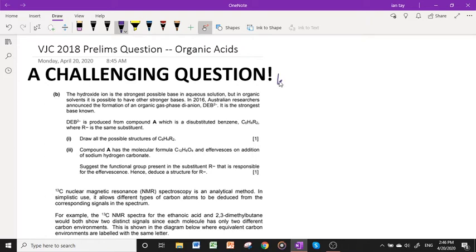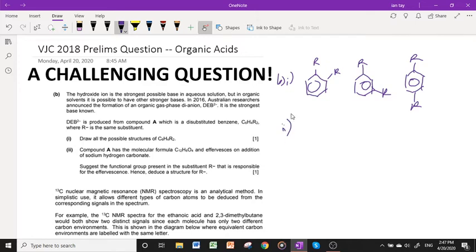Okay, so the first part. Would you agree with me that I can draw three different structures? Okay, so we are done with part 1. So let us take a look at the next part.